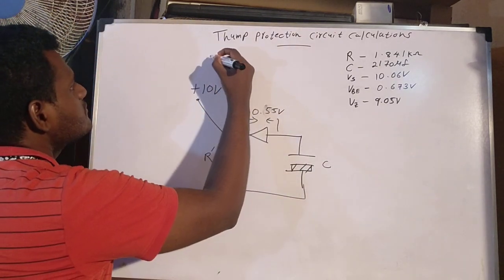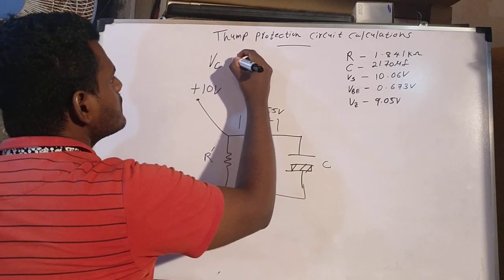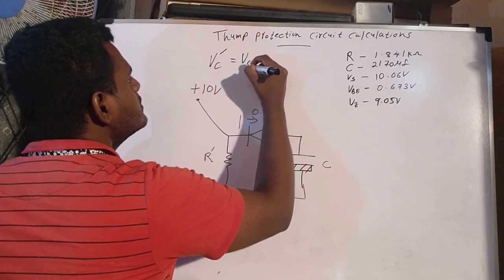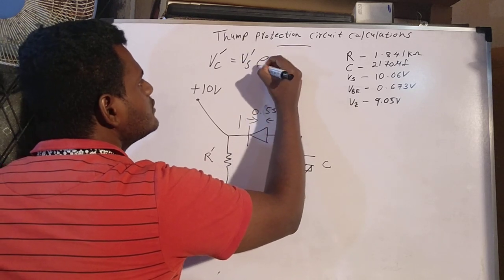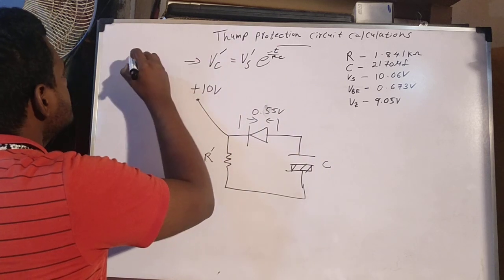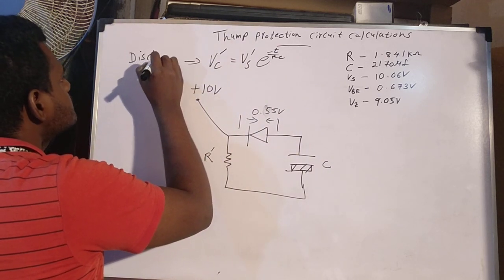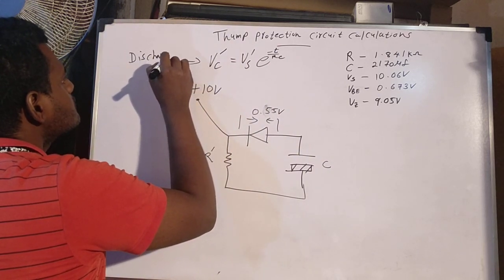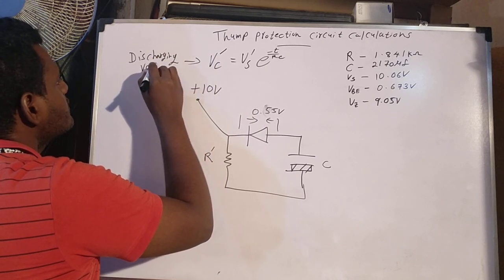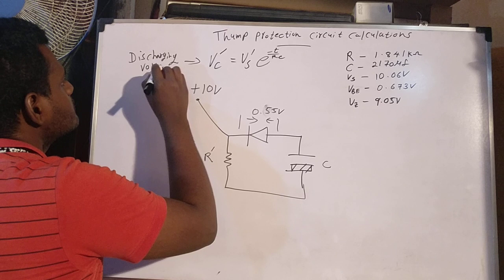we can apply the discharging equation. What is that? Vc dash as the discharging end, Vs dash e to the power minus t over R dash C. This is our discharging voltage of the capacitor equation.